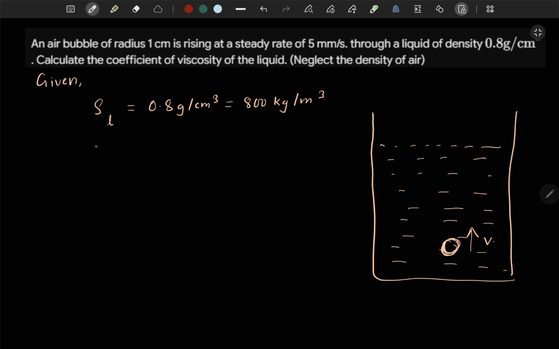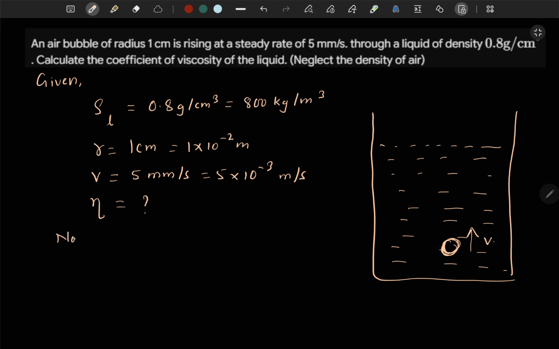So the air bubble has radius 1 cm, that is 1 into 10 power minus 2 meter. Similarly, its upward terminal velocity is 5 mm per second, that is 5 into 10 power minus 3 meter per second. And now we need to calculate the coefficient of viscosity of the liquid.